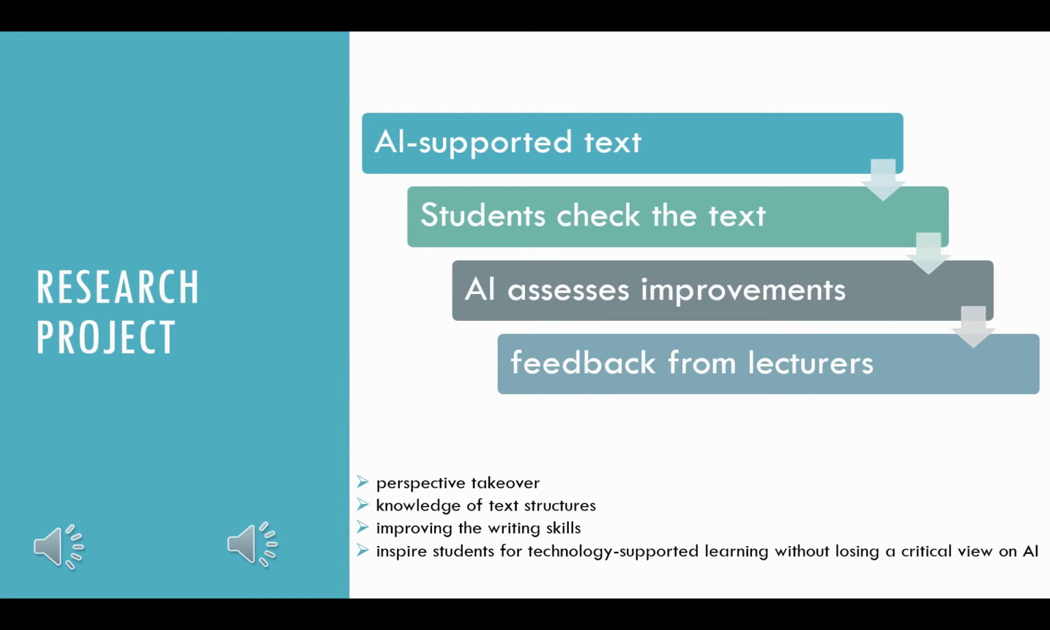In addition to improving the writing skills of students, a further aim of the project is to inspire students for technology-supported learning without losing a critical view on AI. Through the creative approach, students experience technology-supported learning as an active participation in which AI has a stimulating and participatory, but not a controlling function. To give students an insight into AI from as many perspectives as possible, the project will also discuss critical aspects of AI-supported learning.